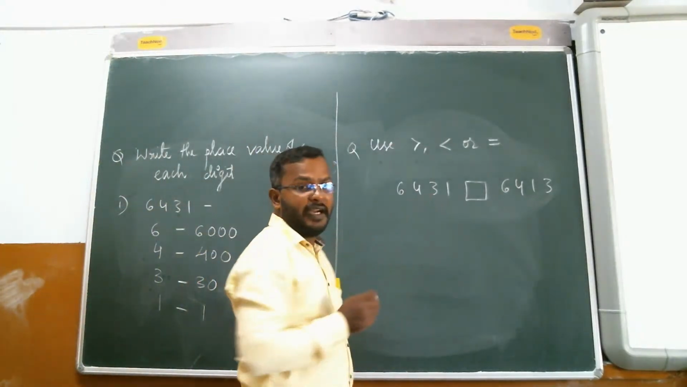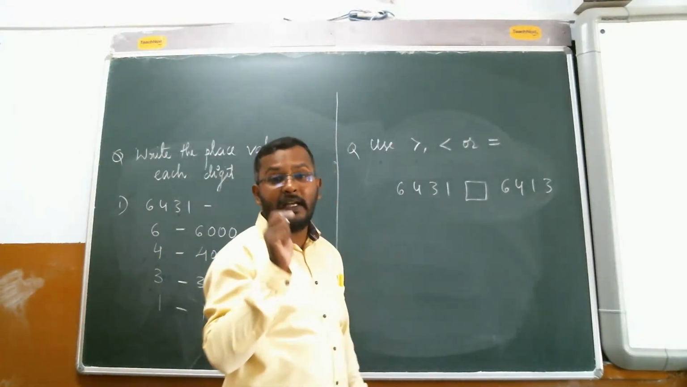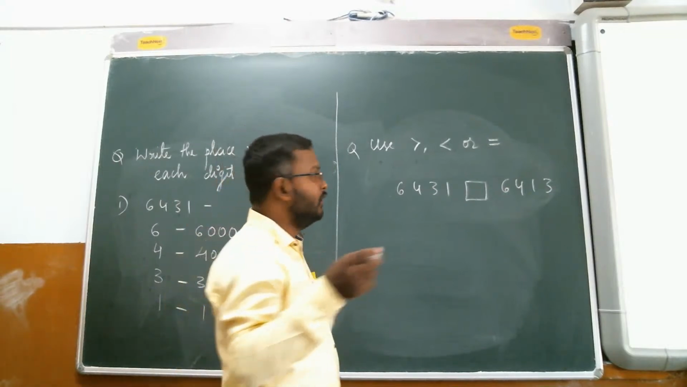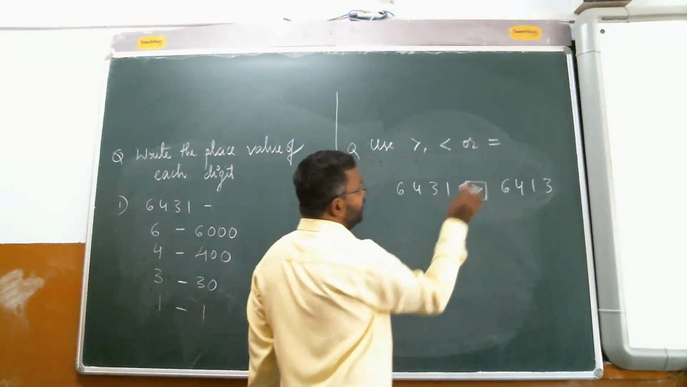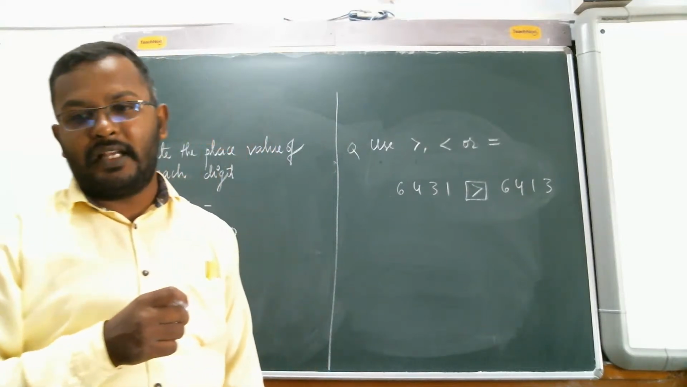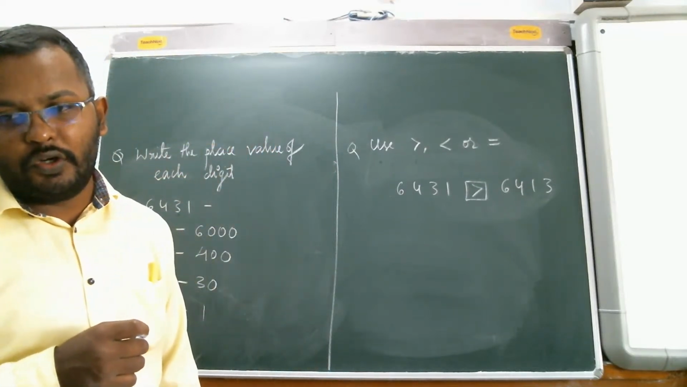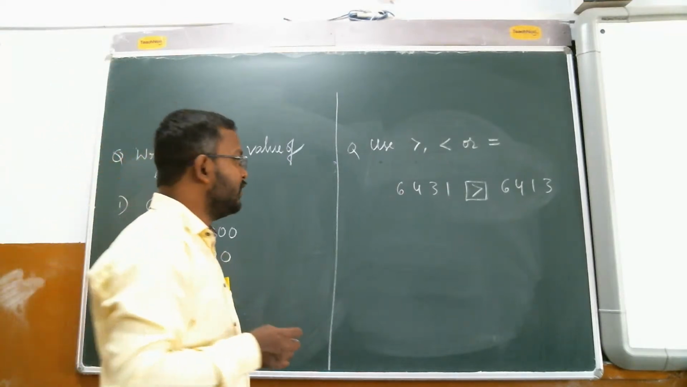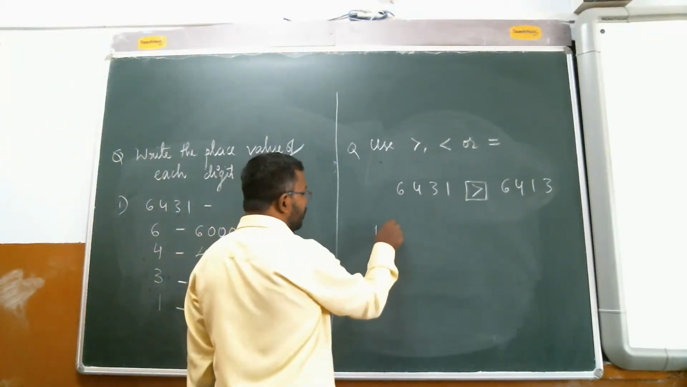So this number is greater here. Which symbol you have to use here? You have to write the symbol. This symbol, and the name of the symbol is greater than. So don't write the number which is greater. Let's take one more.